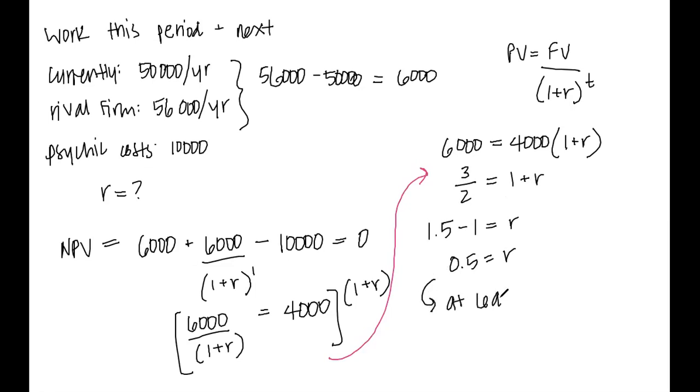So for her to not accept the job offer, she must be discounting future benefits by at least 50%, which is a lot bigger than the other problems we've done, but that's what Sue Ellen decided to do. So again, this was just a little bit of setting up the equation correctly and then a little bit of algebra to find r.